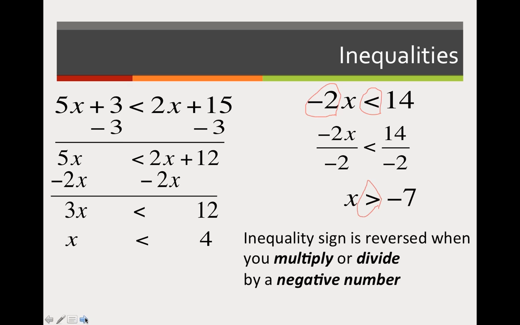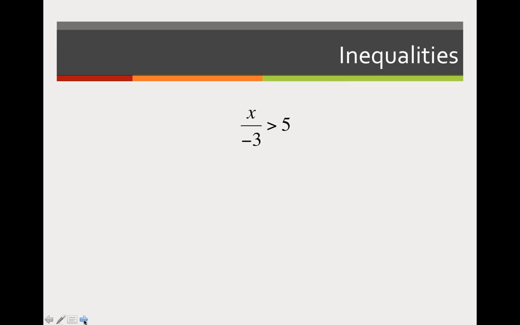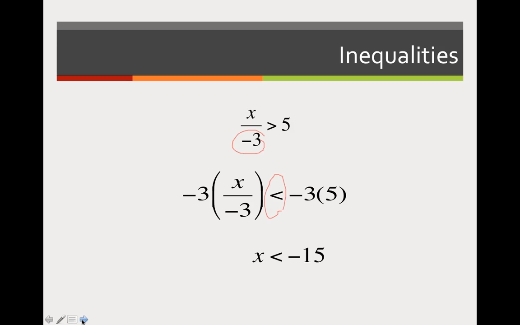And of course, we're restating the rule again. The inequality sign is reversed when we multiply or divide by a negative number. So here's another one. Now, because we're dividing, when we have to get rid of this division of a negative, we have to multiply. So that's going to be a reversal here. And of course, we can see the reversal occurring right here. And that's going to give us x is less than negative 15 when we finish.